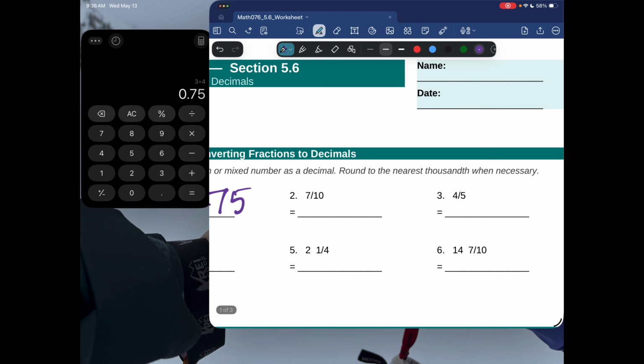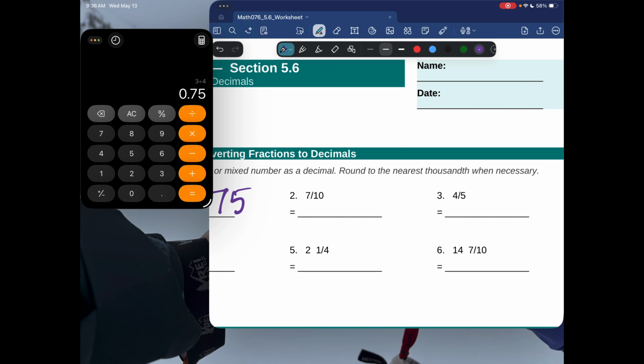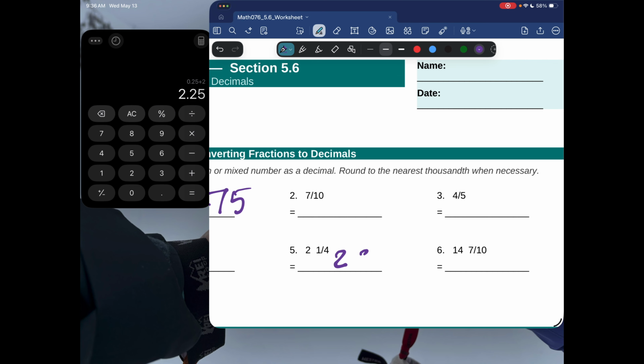2 and 1/4. So first I'm going to do 1/4. 1 divided by 4 gives me 0.25, and I'm going to add my wholes in there, my 2's, plus 2. And it gives me 2.25. Easy peasy.